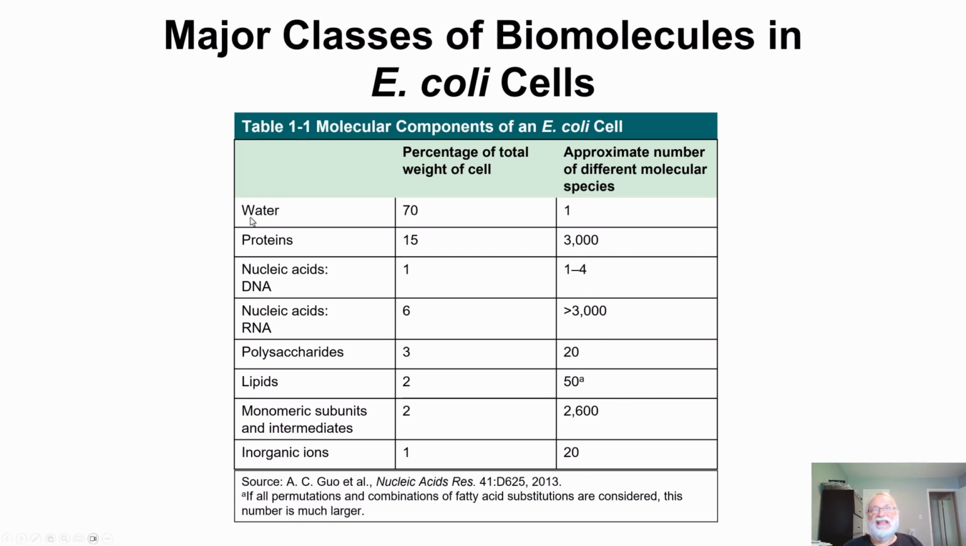Polysaccharides are about 3% of the cell. There are probably about 20 different groups of them in the cell. Lipids are probably about 50, but you'll see later on that number may actually be much smaller than it really might be. Monomeric subunits and intermediates are probably 2% of the cell, and there are probably about 2,600 of those, and about 20 different inorganic ions. So there are a lot of different things in the cell, and a lot of the things we'll spend time talking about are very small percentages of the cell, with water dominating the cell.